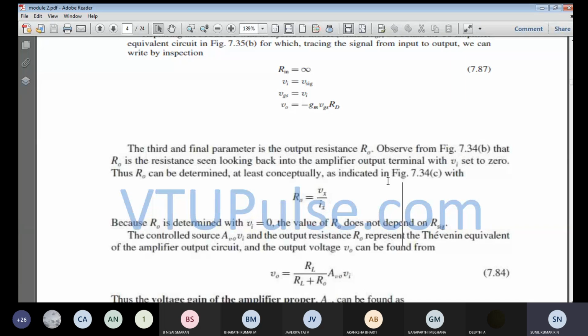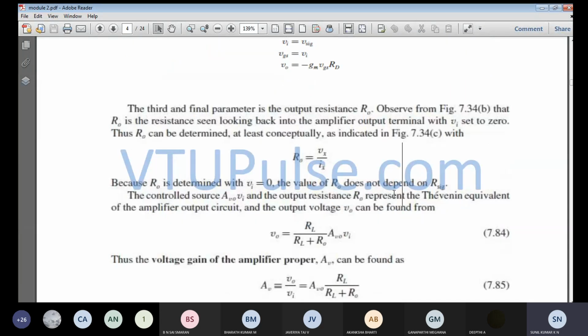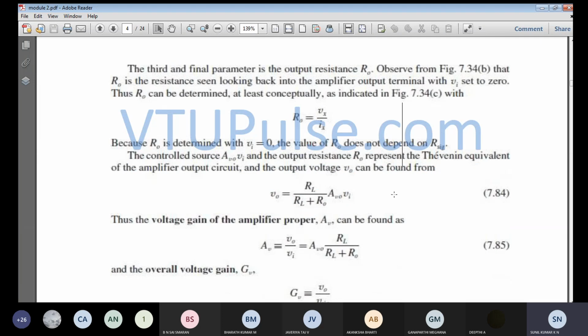This is the concept I gave earlier when categorizing the amplifier, to find the output resistance. Since R0 is determined with Vi equal to 0, R0 does not depend on R signal. Because the input signal voltage is 0, the signal source voltage and signal source resistance do not matter, and the controlled voltage source AV0 into Vi is also equal to 0.